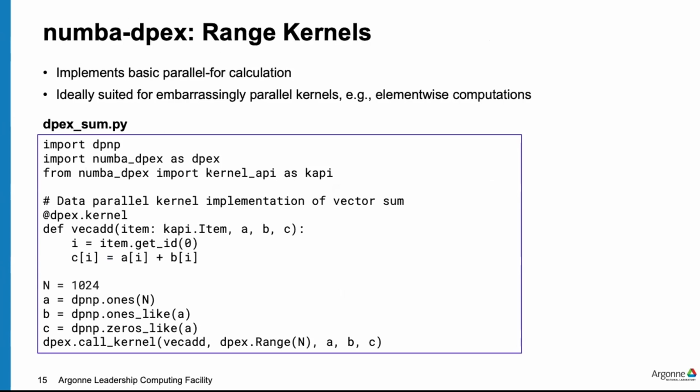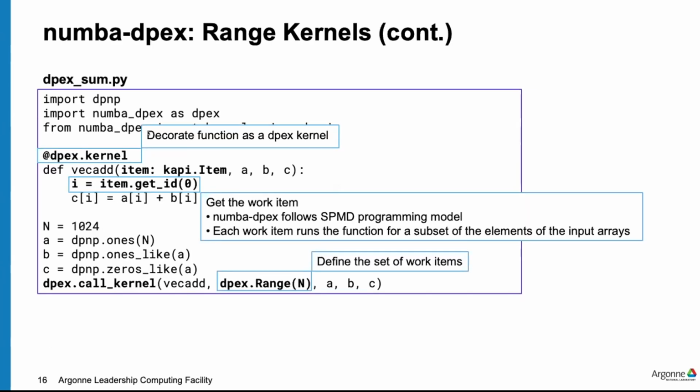So this is just a simple range kernel to highlight some of the basic details on creating Numba DPEX kernels. And a range kernel is really just a basic parallel for calculation, ideally suited for things like embarrassingly parallel kernels, such as an element-wise computation. And so here we're doing, again, just a simple sum. But except for the importing lines that you see above, as you might expect, you need to decorate kernels, and that's done here with this @dpex.kernel.